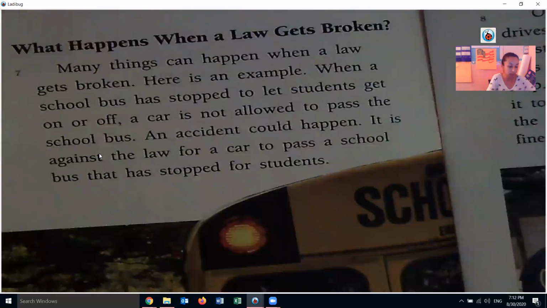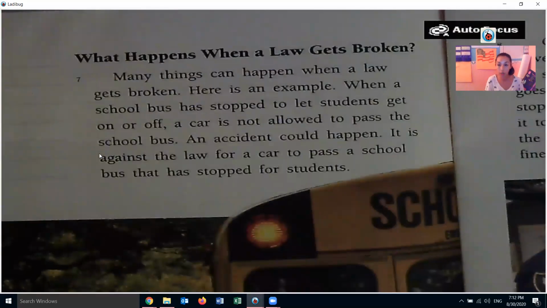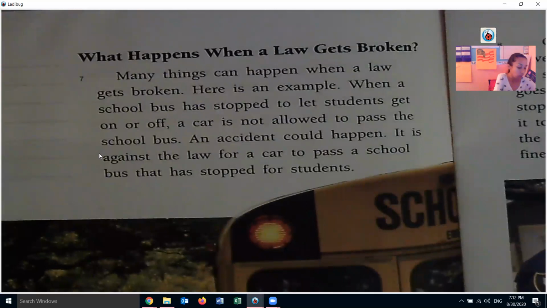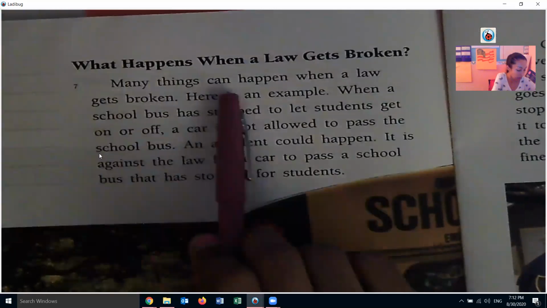So that's right here, starting on paragraph 7. I'm going to reread all the way up until page 25. What happens when a law gets broken? Many things can happen when a law gets broken.